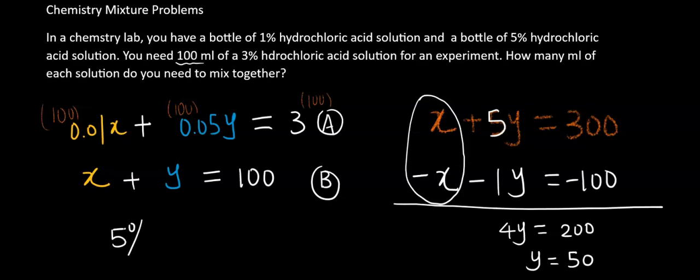Let's use the same color so we can be consistent. So for the 5% solution, I need 50 milliliters. Remember, the total you only need is 100 milliliters. 5% is 50 milliliters, which means for the 1% I also need 50 milliliters. The problem is solved. Happy learning.